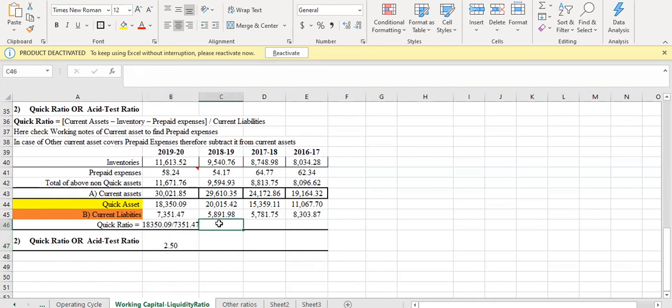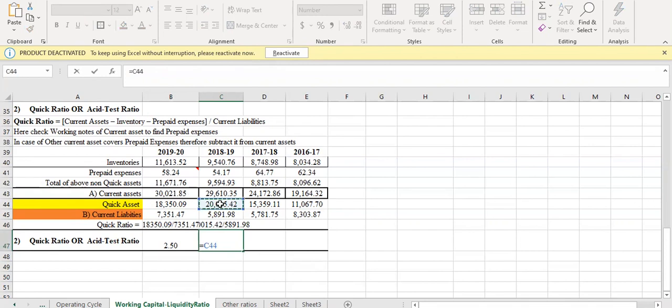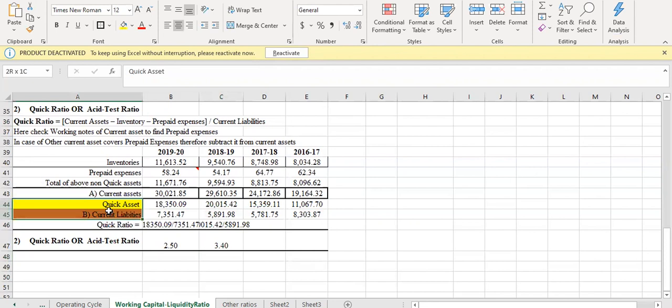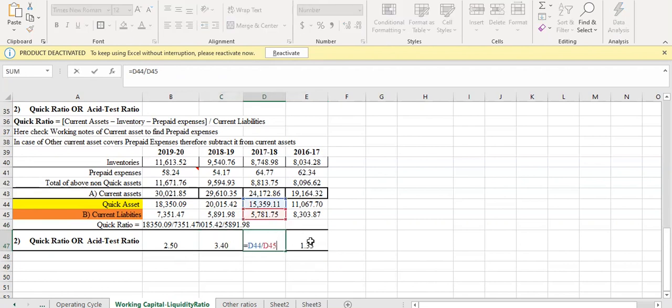2019-20. In the same way I will be writing here 15.42 divided by 891.98. Okay, in the same way I am calculating quick assets divided by current liability. That's why you can see I have used a different color, so you are able to get it easily. So it is 3.4. So this is nothing but the formula I can state. Just cross check, you can see that it is correct.